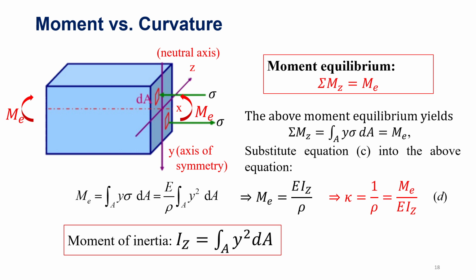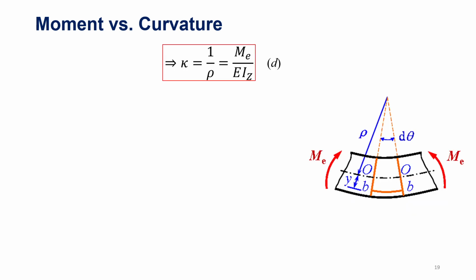And then we will see that Me here is a function of E, which is the modulus, Iz, which is the moment of inertia, and rho. Again, let's change rho into the defined curvature. We'll get the relation between curvature and the moment Me. This equation, we will write it here. This is the relation between the curvature and the applied moment.